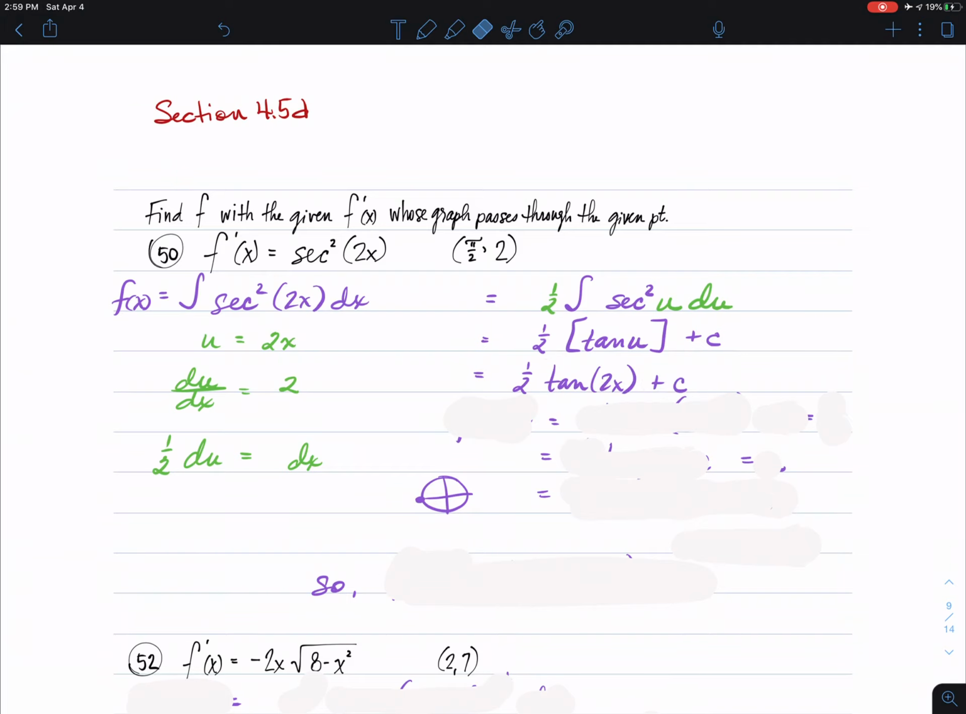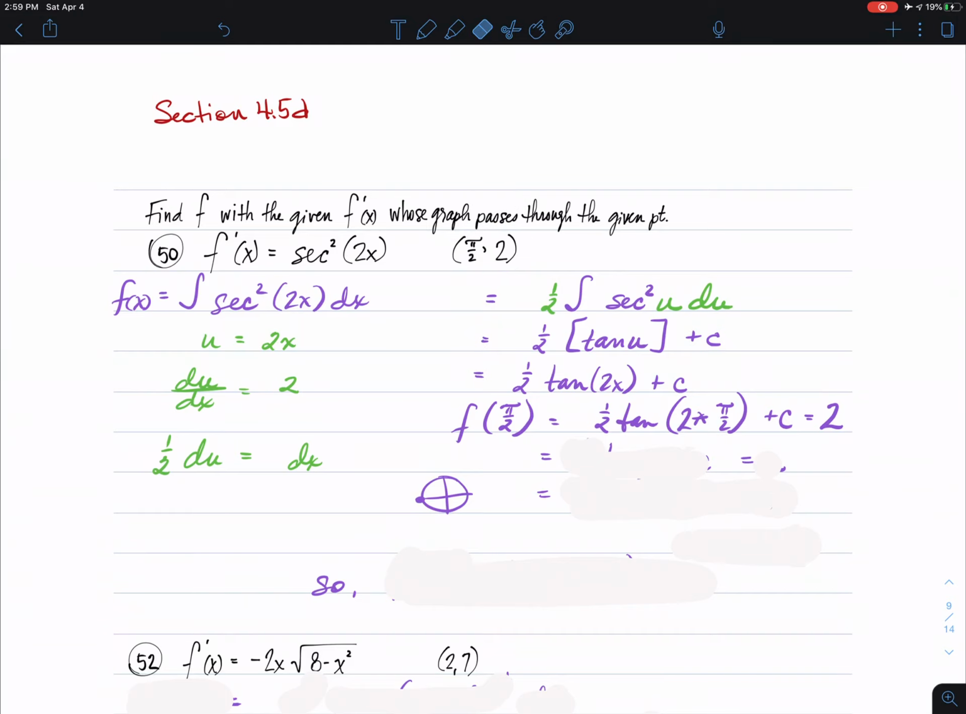Now, this would be the end of this if we were simply asked for the indefinite integral, but we weren't. We were asked to find the original function. So let's take this to the next step then. Let's use the coordinate that we were given to figure out the rest of the function. So we want to find f of pi over 2 using the x that we were given. We're going to plug in that x. So that's going to be 1/2 tangent of 2 times pi over 2 plus c. And then that's going to equal 2 because that was the y value of the coordinate we were handed.